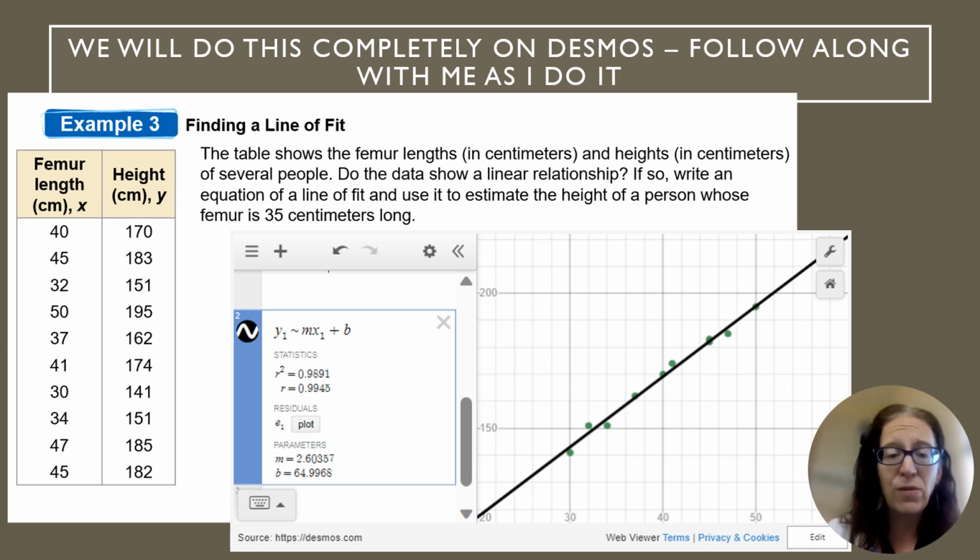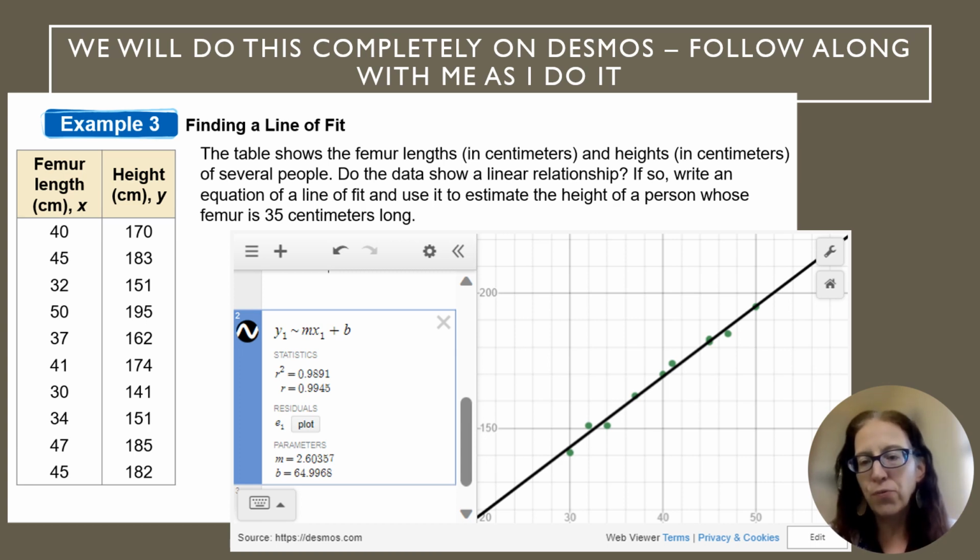Now check it out. We've got some statistics. We are going to ignore the statistics. What I am interested in is the m and the b. Now check out the line of best fit. Look at it for a little bit. It does go through some of the points. It looks like it goes through this point over here on the right, and it goes through a point right there, but it doesn't go through all the points, okay?